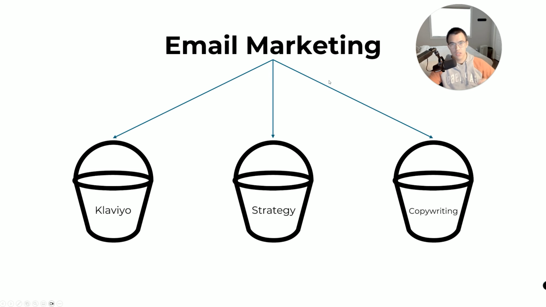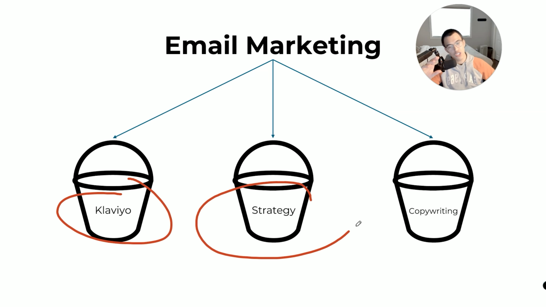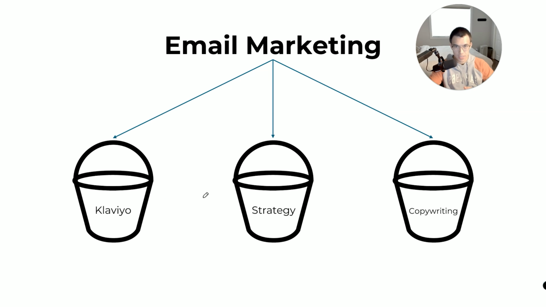So this is what's called a content bucket. This is where you look at your service, for example. Email marketing is the thing I came up with. And you break down each part of email marketing into what I call buckets. So part of it is Klaviyo, like learning how to use Klaviyo, the strategy involved, and the copywriting. Those are the three main buckets involved in email marketing.